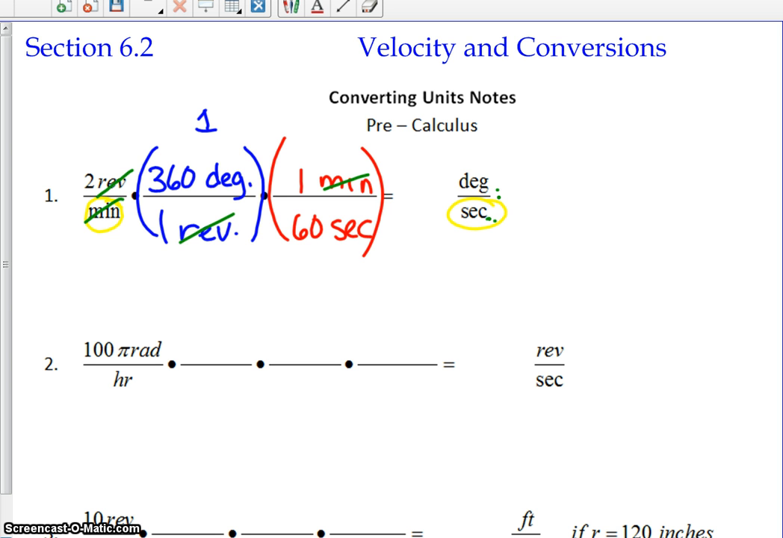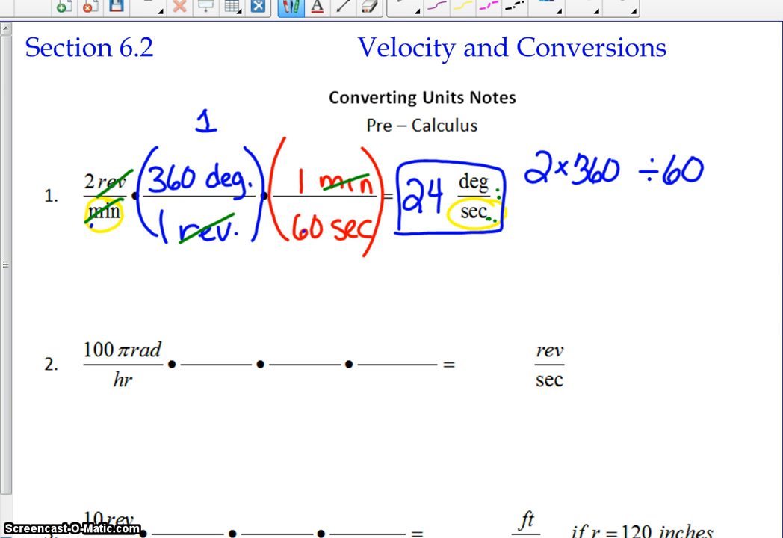So now I need to get a handy dandy calculator, because on the calculator what I need to do is in the numerator I'm going to go 2 times 360. I'm not going to go on my calculator and times 1. I know how to do that. And then I'm going to divide it by 60, because again here it's like 1 times 60. 2 times 360 divided by 60 ends up to be 24. So my answer in the end was 24 degrees per second. All right, let's do another example.